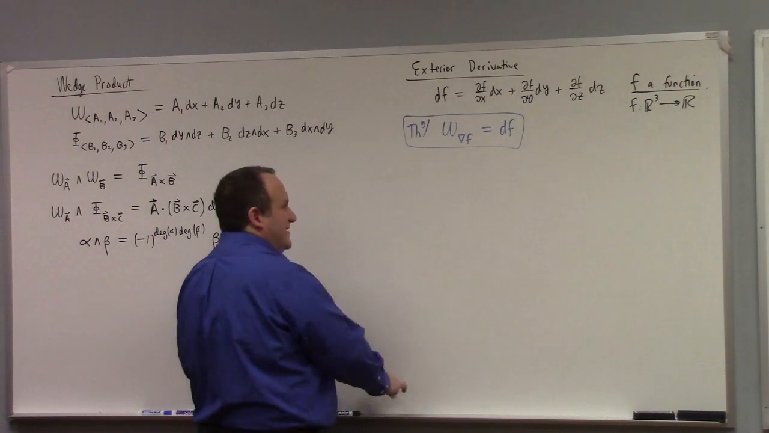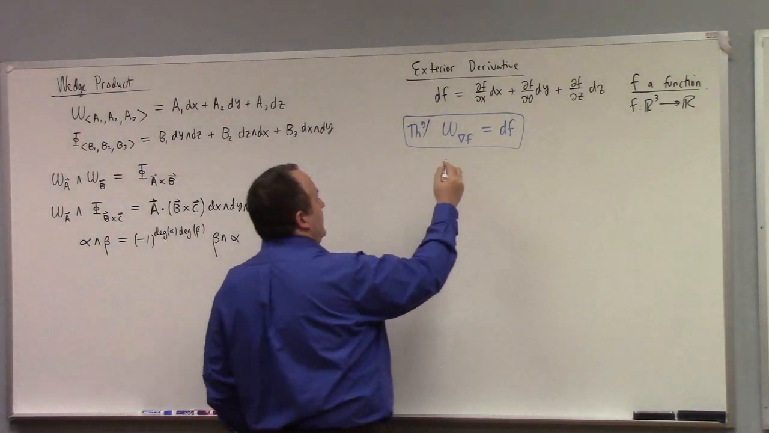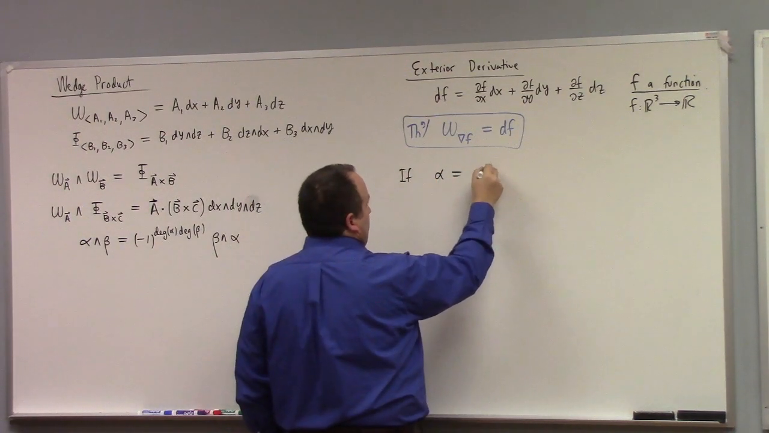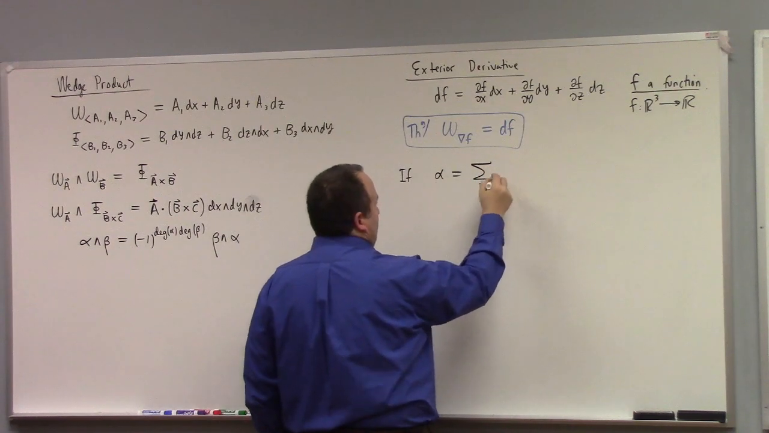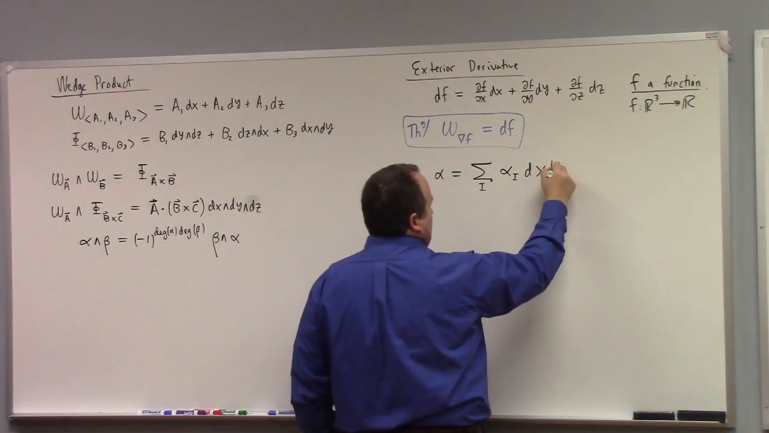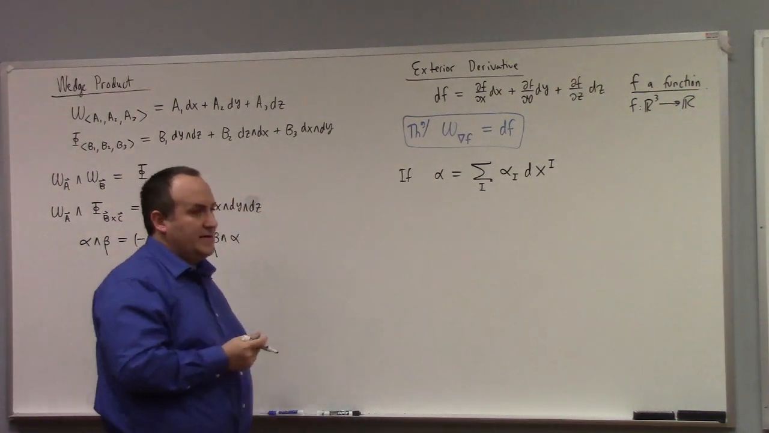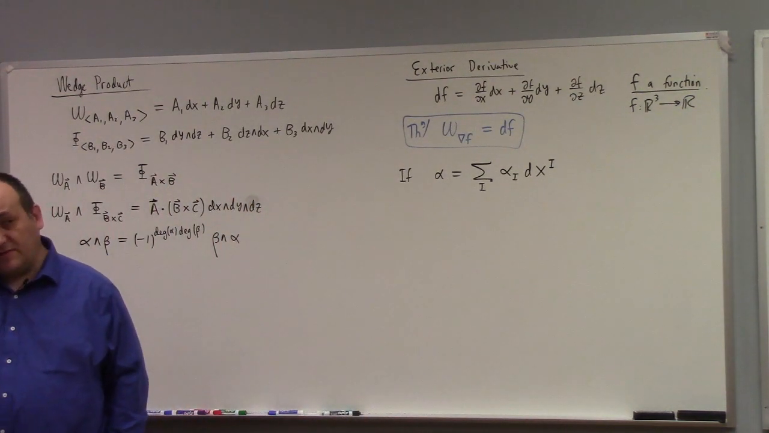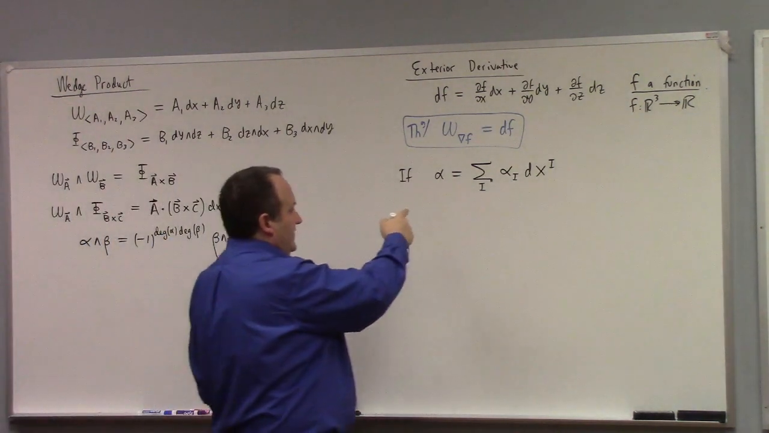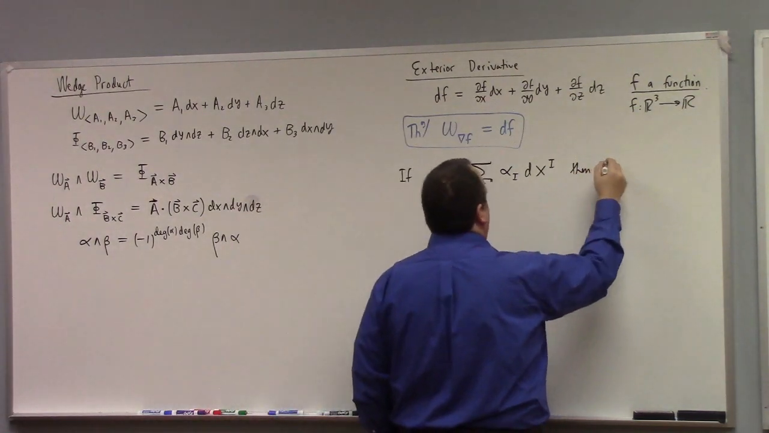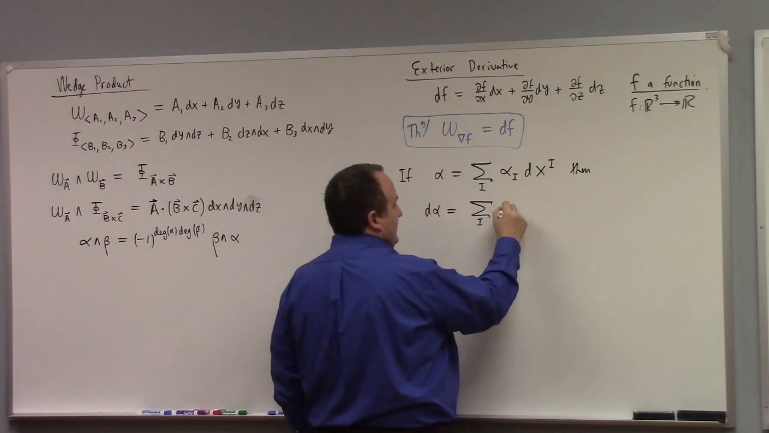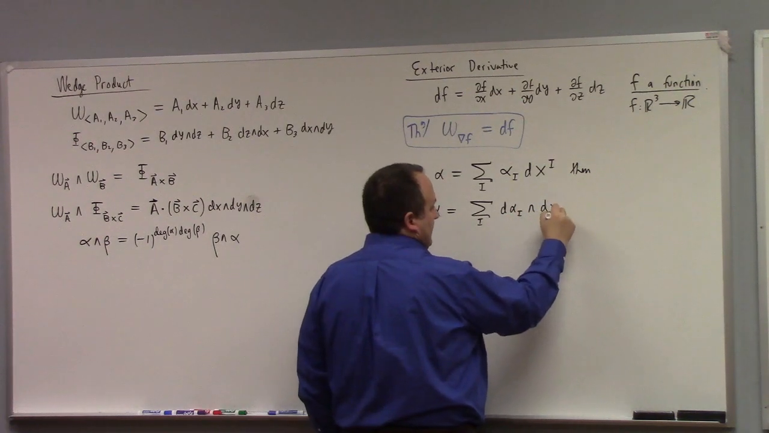Let me give you a slightly general prescription for how we calculate the exterior derivative. If alpha is equal to the sum, this is going to be general language, which I'm not going to explain. This is the notation I would use in advanced calculus. Here I is what's called a multi-index, so it allows for the wedge product of many things at once. But anyway, if this is the case, then d alpha is equal to a sum over I of d alpha I wedge dxi.